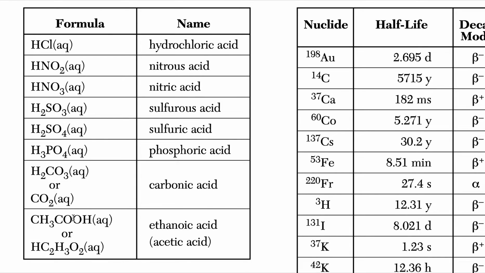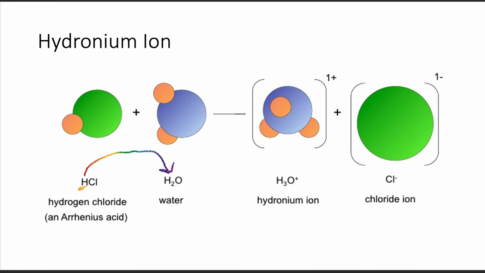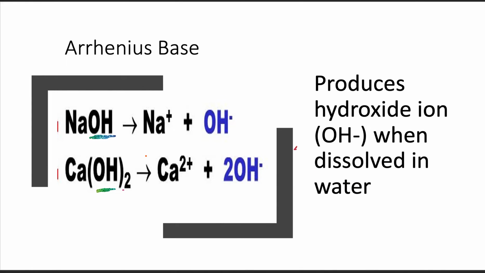The only one that's a little different will be this one right here, acetic acid. And acetic acid can have either the hydrogen at the end of it or the hydrogen at the beginning of it. So this one is a little confusing because sometimes we just see this OH here and automatically assume, oh, it's not an acid, it's a base. And that leads us to talking about Arrhenius bases.